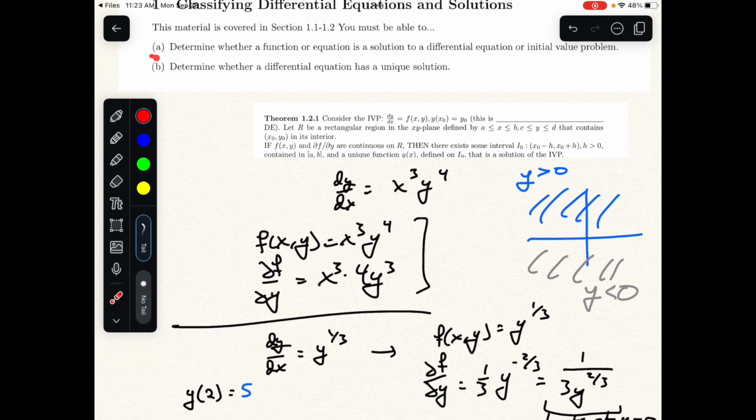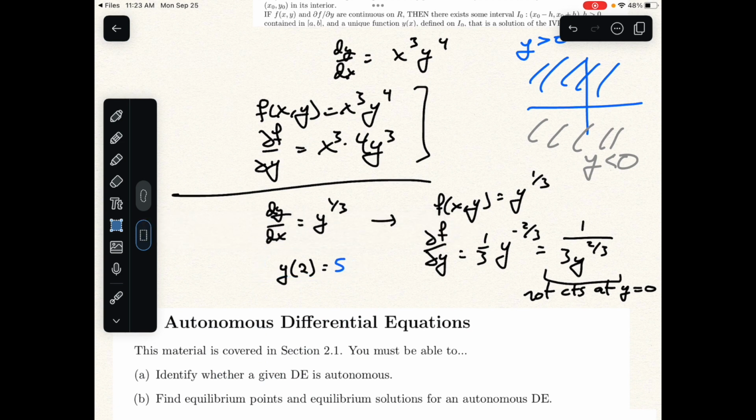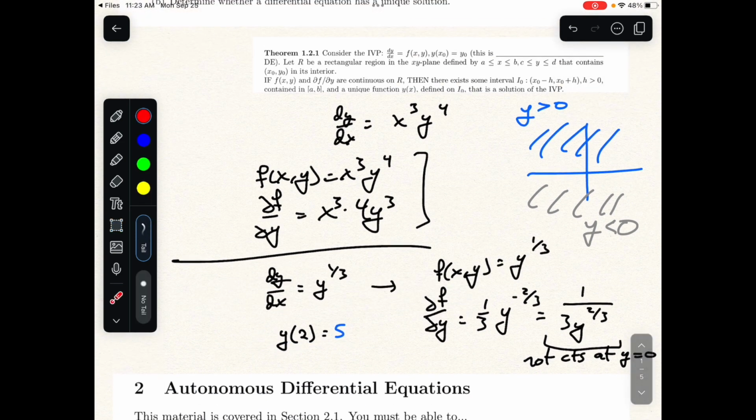Going back to bullet A, you need to determine whether a function or equation is a solution to a given differential equation or IVP. So remember, when determining whether something is a solution, effectively all you have to do is plug that solution into your initial value problem.